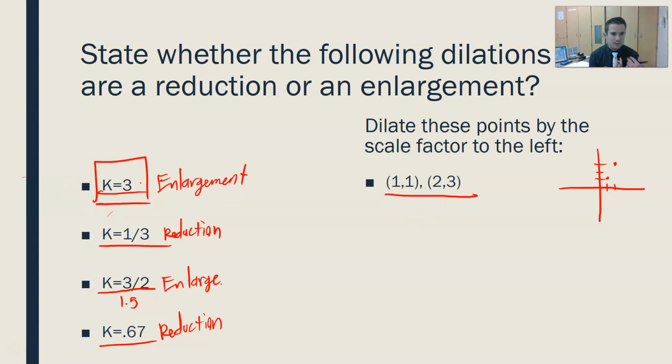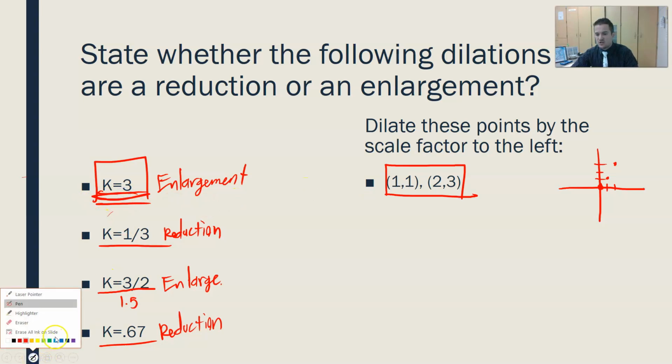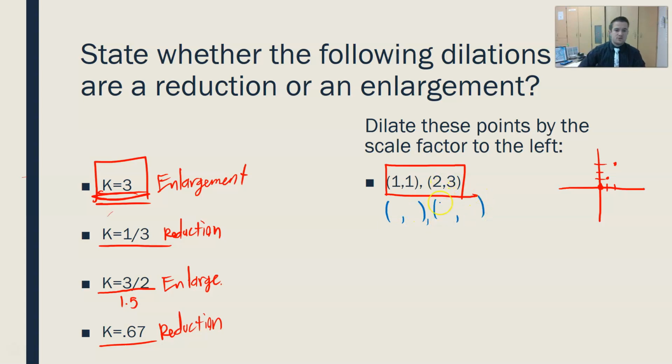And with all these problems that we see with graphs, we're going to assume the center of dilation is at 0, 0, at the origin, unless I tell you differently. So if that's the case, if I wanted to dilate these points by a scale factor of 3, I'm going to multiply each of those coordinates by 3. So if I have the coordinate 1, 1, 1 times 3 is 3.